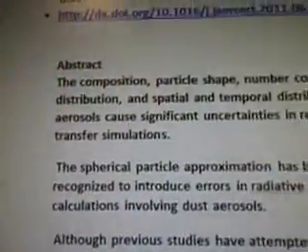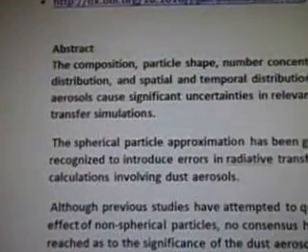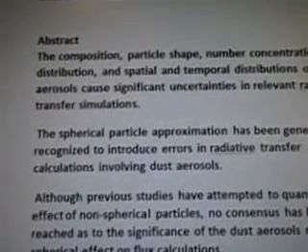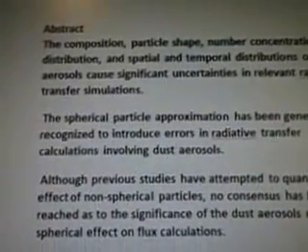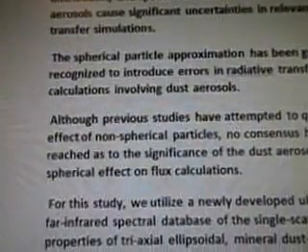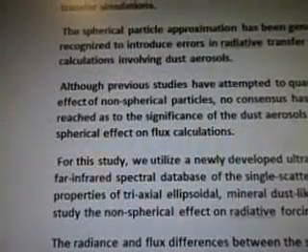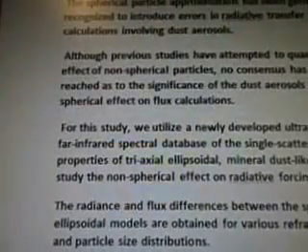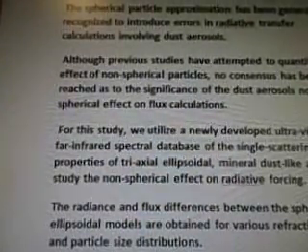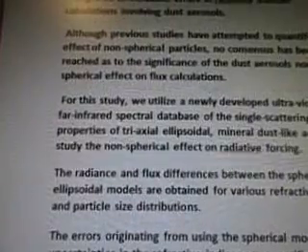Okay, so the composition, particle shape, number, concentration, size, distribution, and spatial and temporal distributions of dust aerosols cause significant uncertainties in relevant radiative transfer simulations. The spherical particle approximation has been generally recognized to introduce errors in radiative transfer calculations involving dust aerosols. Although previous studies have attempted to quantify the effect of non-spherical particles, no consensus has been reached as to the significance of the dust aerosol's non-spherical effect on flux calculations.